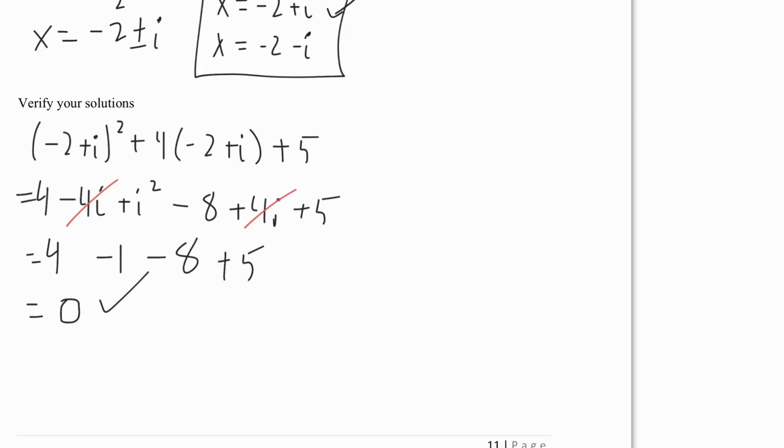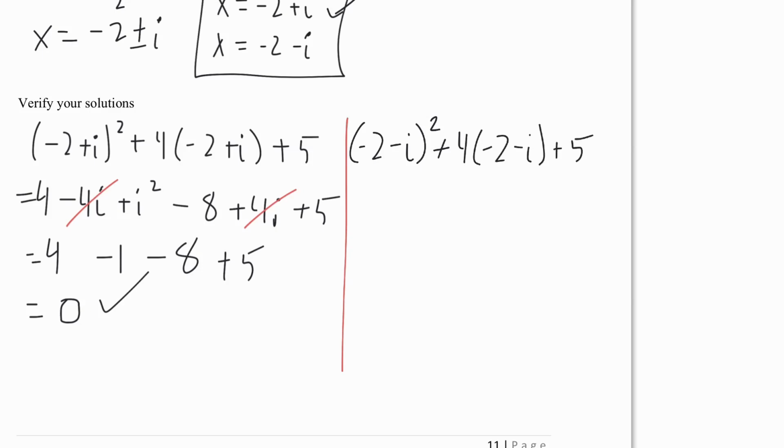Now go ahead and try to verify the other one. I encourage you to pause the video right here and try to plug in negative 2 minus i. All right, so I'm assuming you gave it a whirl. Negative 2 minus i, squared, plus 4 times negative 2 minus i, plus 5. That'll give 4 minus 4i plus i squared. Oh, sorry, that'll actually be plus 4i, because we'll get negative negative, which will be positive. Minus 8 minus 4i plus 5.